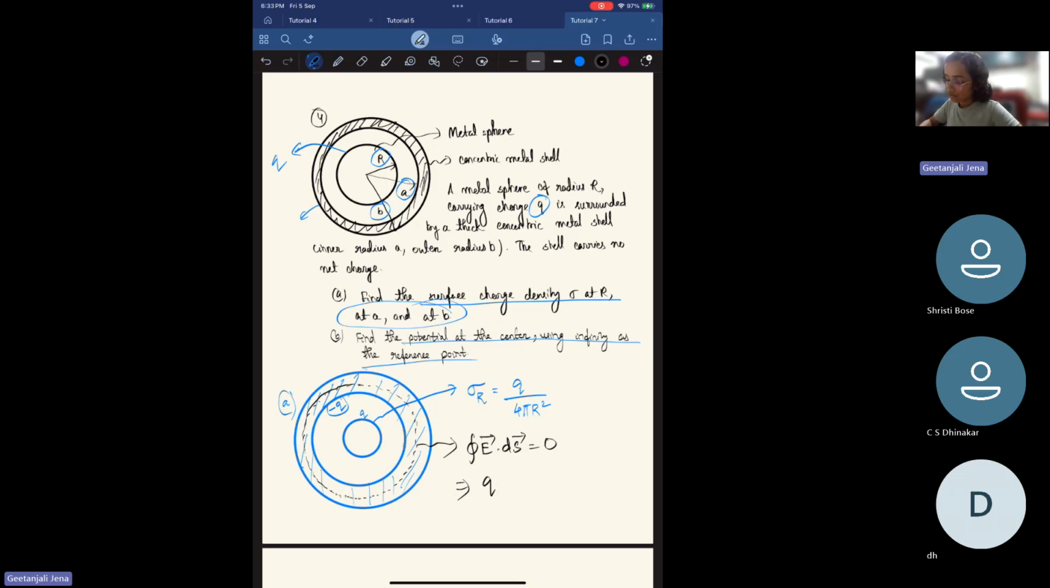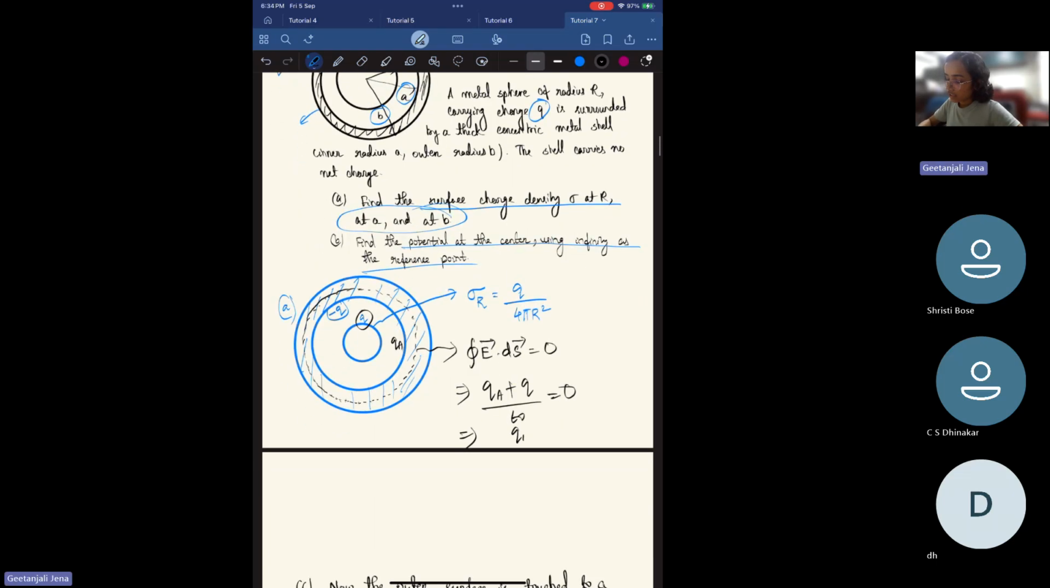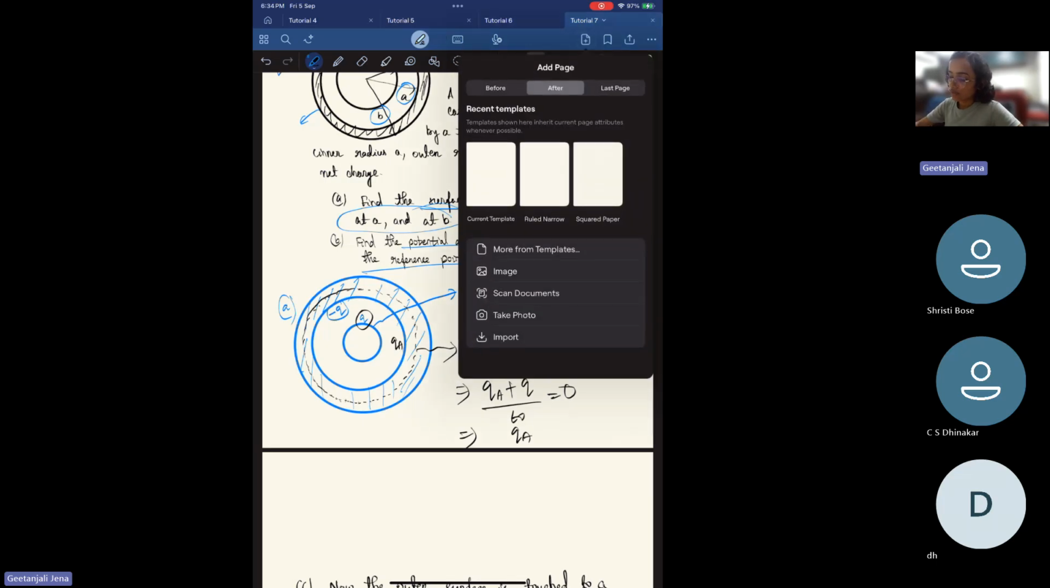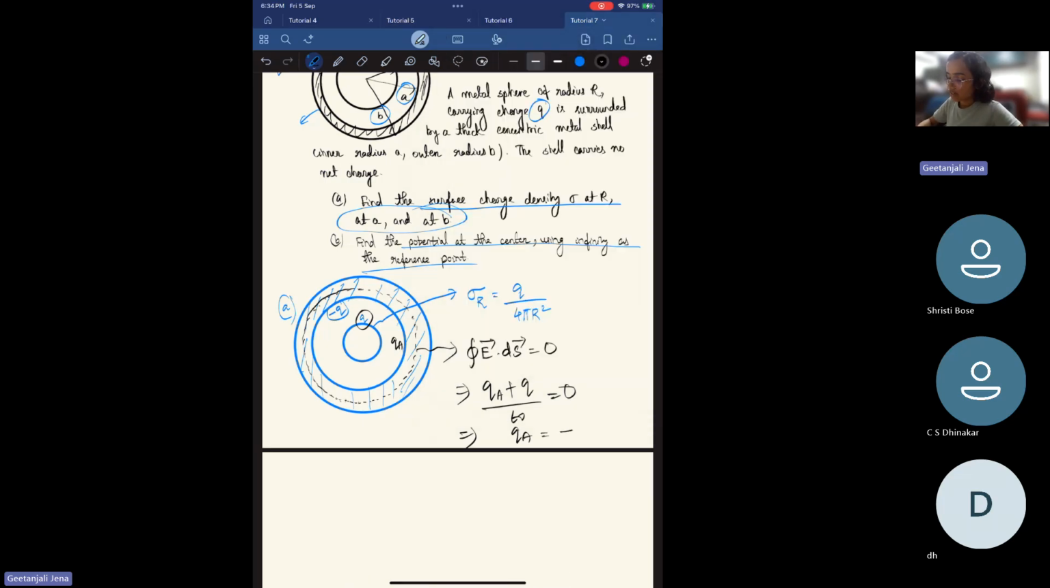So this is Q charge. Let us say this is QA charge. You don't know the amount of induced charge there. So let's say this is QA, and Q plus QA divided by epsilon naught is zero. That is why the total induced charge on the inner surface of the metal shell is minus Q. So an equal amount of negative charge will be induced on the inner surface of this metal shell to make the electric field zero inside the spherical metal shell.